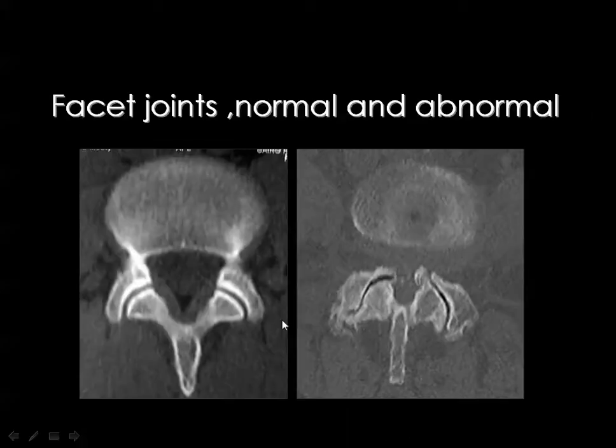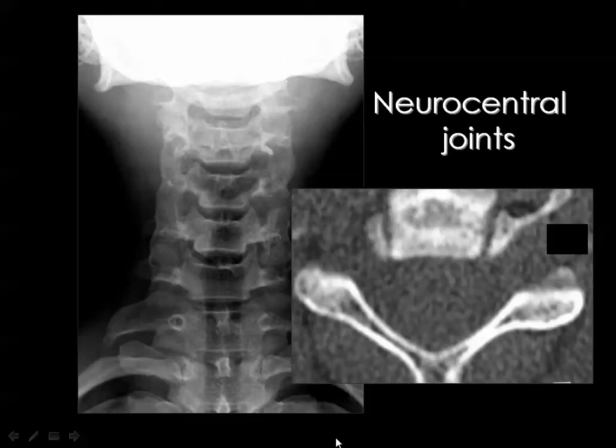But here, this is the normal appearance of the facet joints, and these are facet joints showing advanced osteoarthritic changes because of the narrowing of the joint space, marked bone sclerosis, osteophytic lipping of the articular surfaces, and intra-articular air representing the vacuum phenomenon.